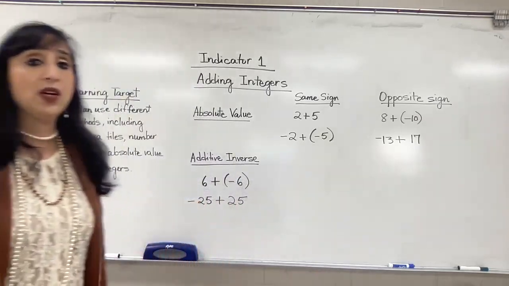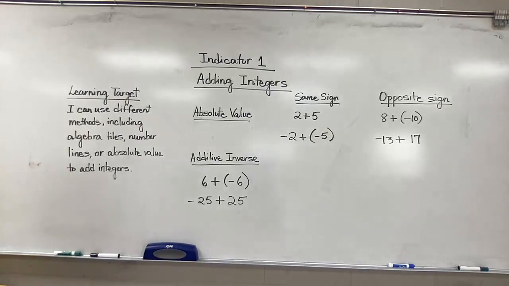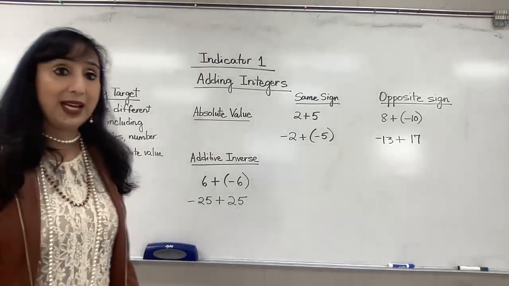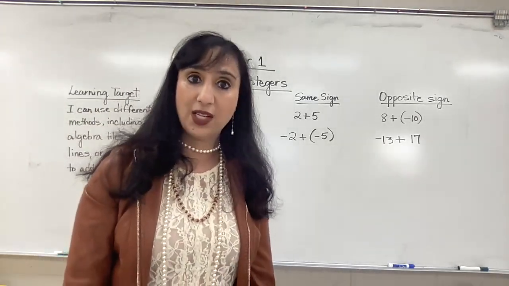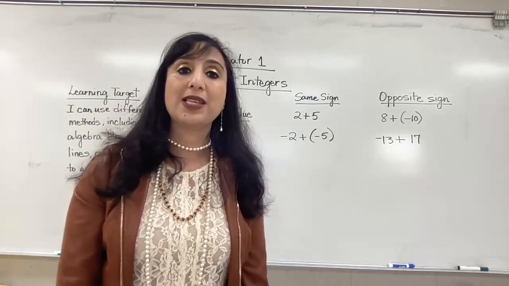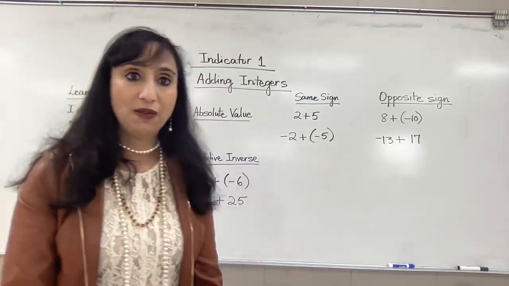I'm going to show you the learning target methods, the algebra tiles, number lines, or absolute value, in order to add these integers. If I'm adding integers with the same sign, I basically add the absolute values of the integers and then use the common sign. So let's start with the absolute value method.